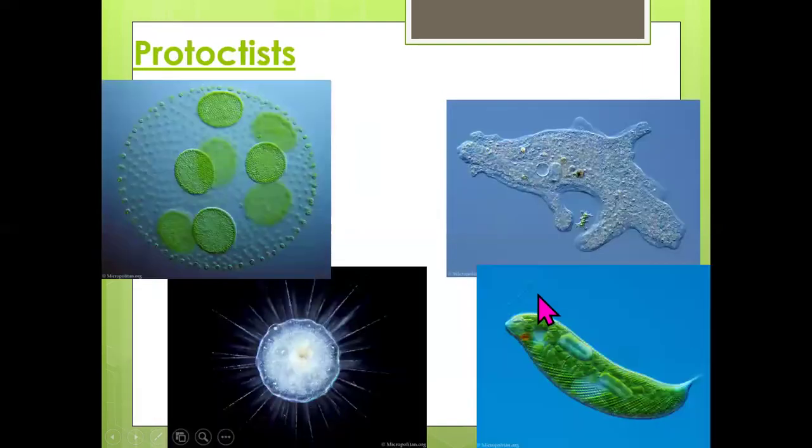So we can have kingdom protists, or protoctists. We can have amoeba, we can have euglena as an example, and paramecium. They all fall under kingdom protoctists or protist.